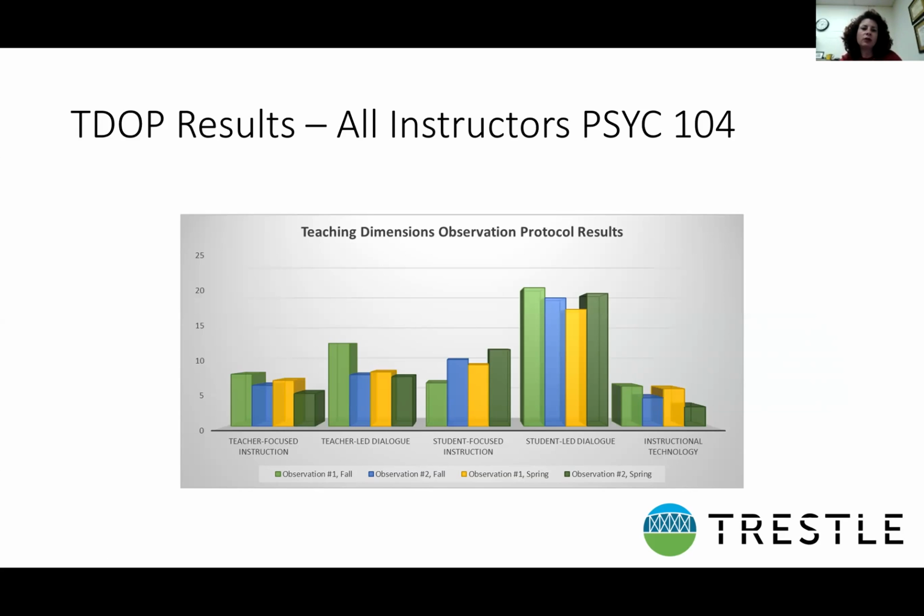So I observed instructors 4 times throughout the academic year. So twice in the fall, twice in the spring. And this is their results. So you can see here the green bars are all the first observation, blue, second, yellow is the first of the spring observations, and then that last dark green bar is the second observation in the spring.